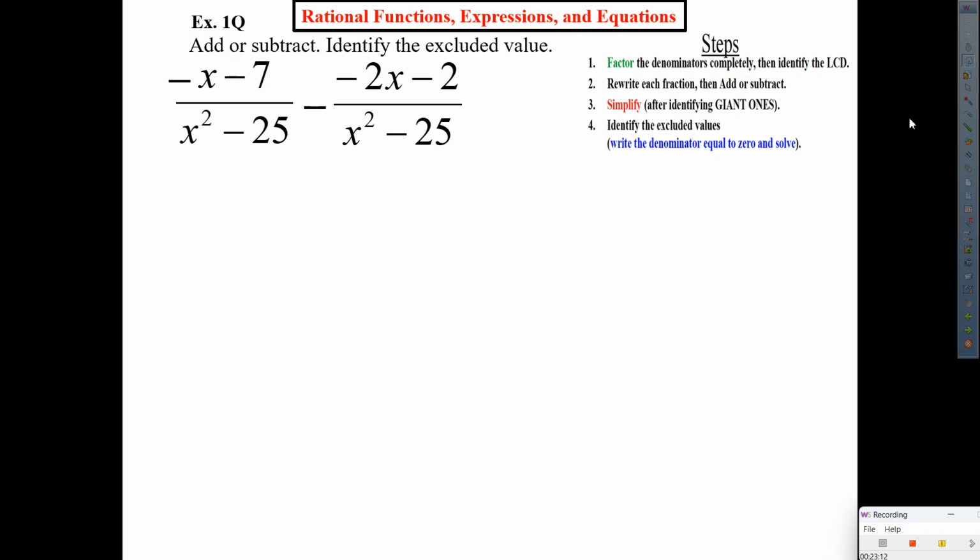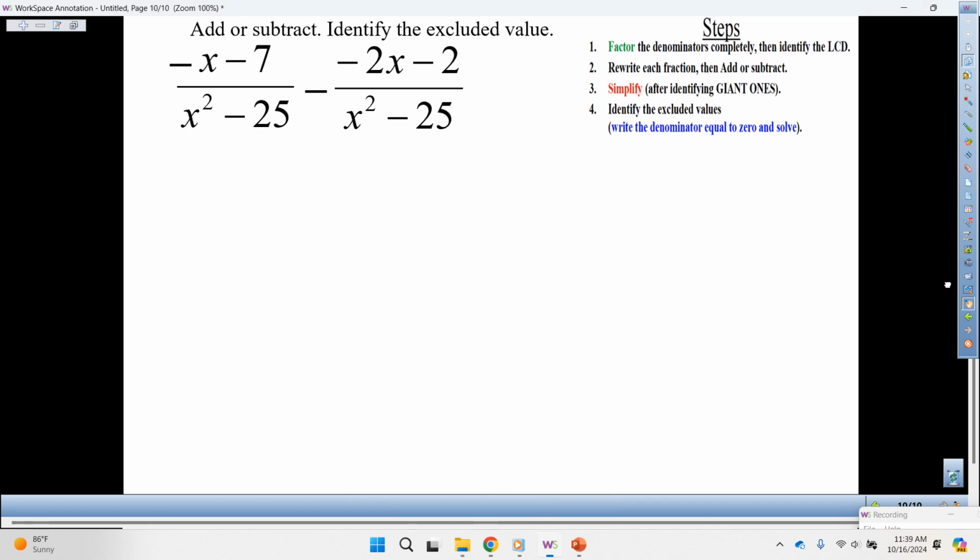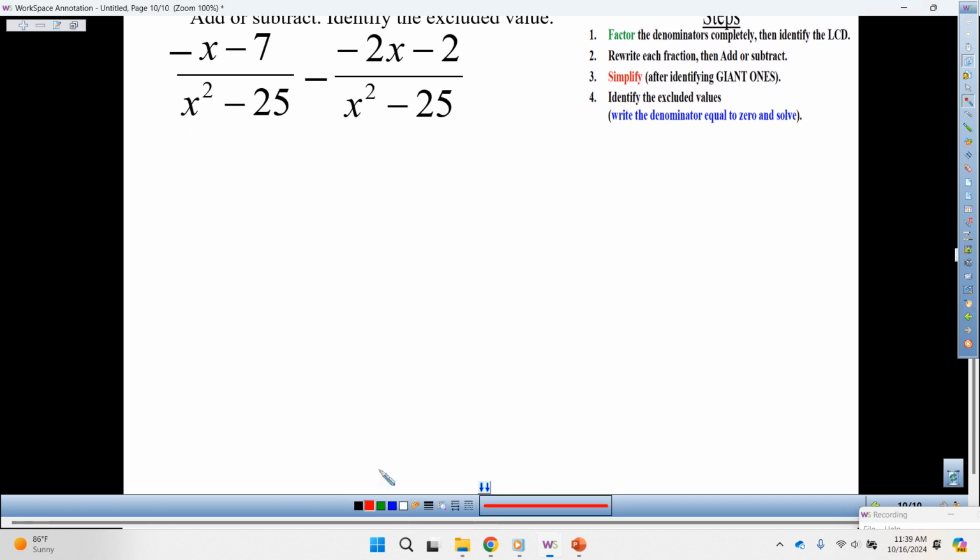All right, looks like Mario's ready to go. Mario, what's the first thing you did? Distribute that negative, okay? So this goes times this and times that. So tell me what to write below here first.